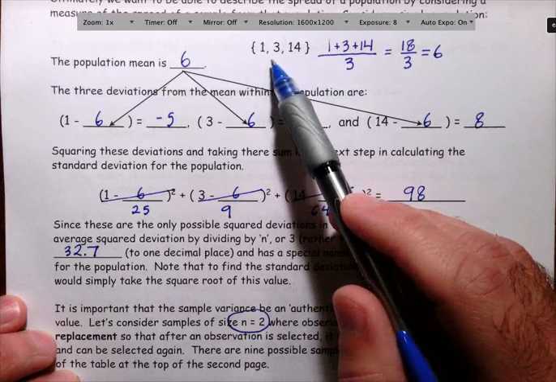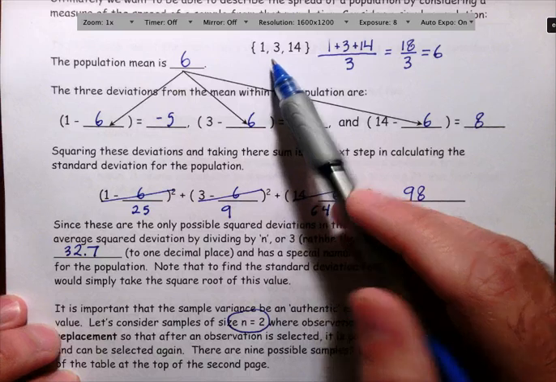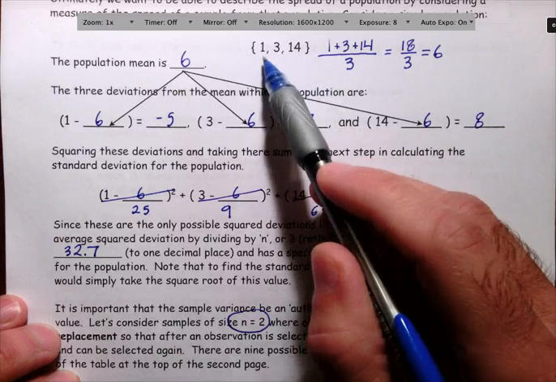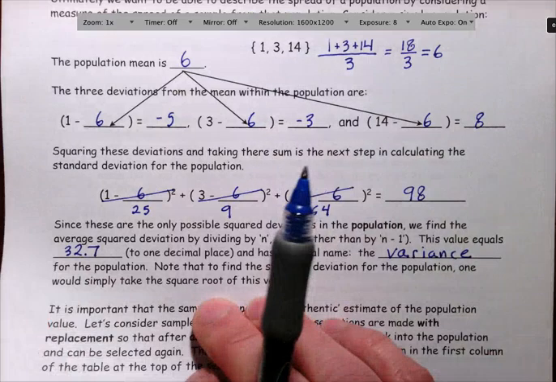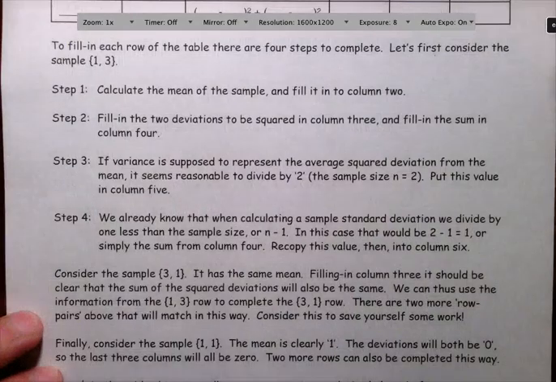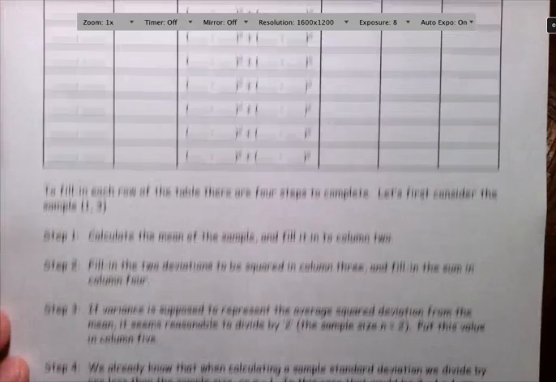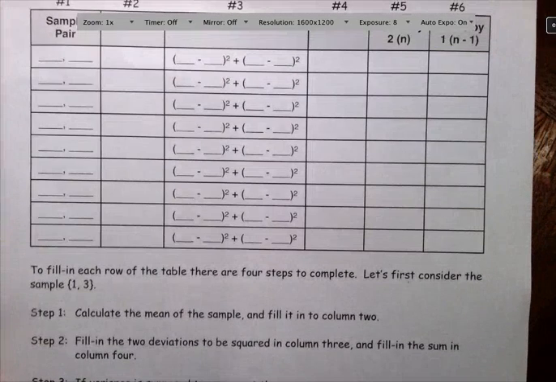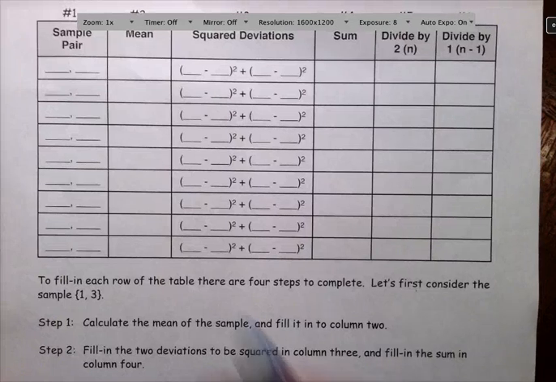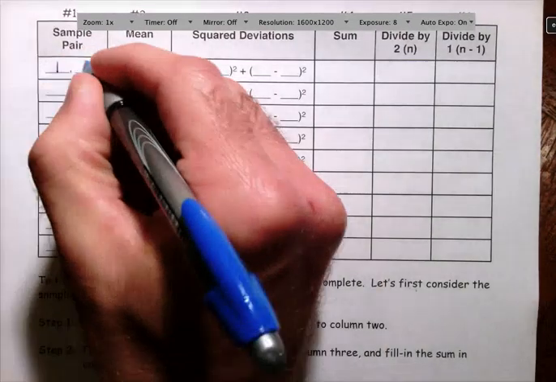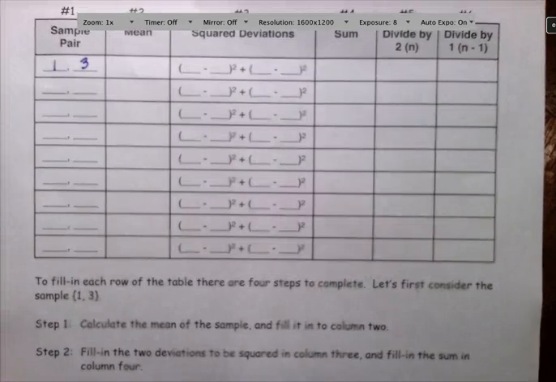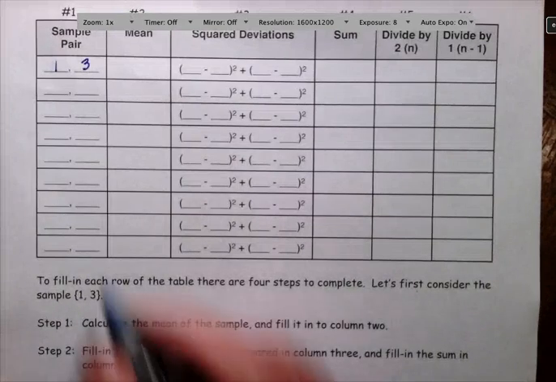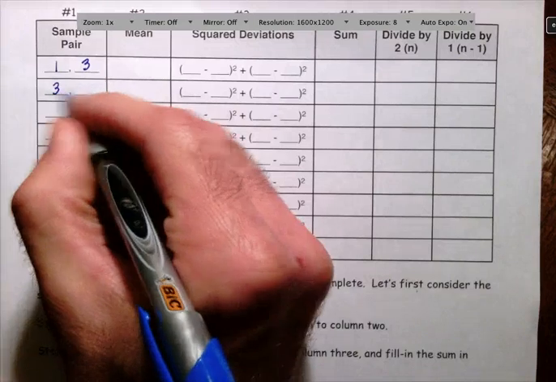So, let's pretend that as we randomly select, the first observation we select is a 1, and the next observation we select is a 3. So at the top of the next page, we have a table. So our first sample pair could be a 1 and a 3. Fair enough. Now, would you agree also that we could have selected the 3 first and the 1 second?